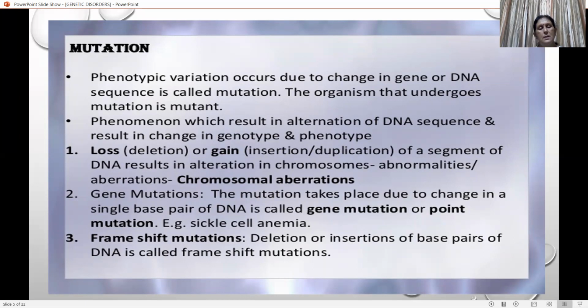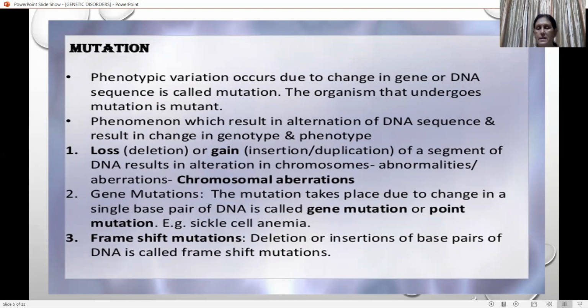That means a genetic disorder may be due to chromosomal aberration. What is chromosomal aberration? It is due to increase or decrease or duplication of genes. It is called chromosomal abnormalities, and this phenomenon is called chromosomal aberration. Next one, why does the genetic sequence in an organism increase or decrease, or why does it take place? Because of gene mutation.